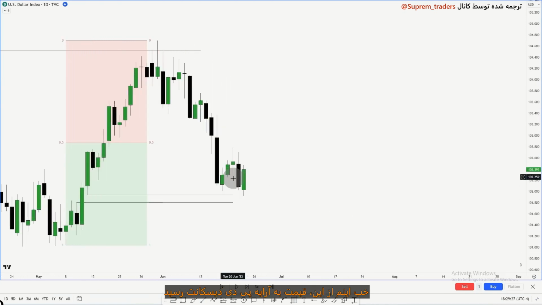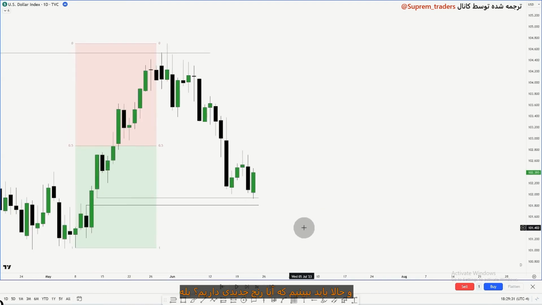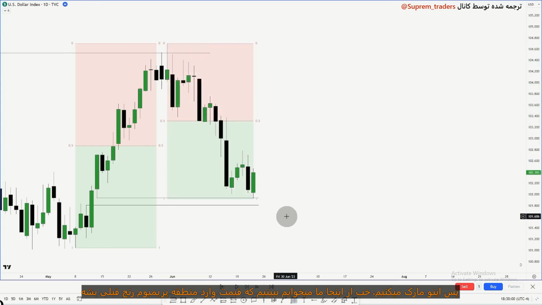And there we go. We reach our discount PD array. But now we look, do we have a new range? Yes, we made a range when we went from this high down to this low. So marking this one out. So from here, we would want to see price reach into a premium of the previous range.